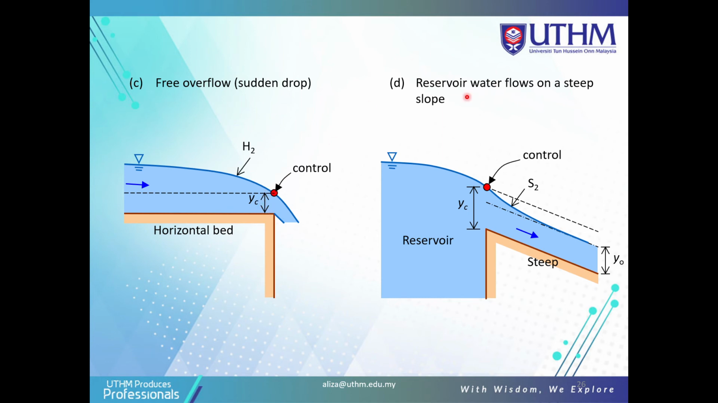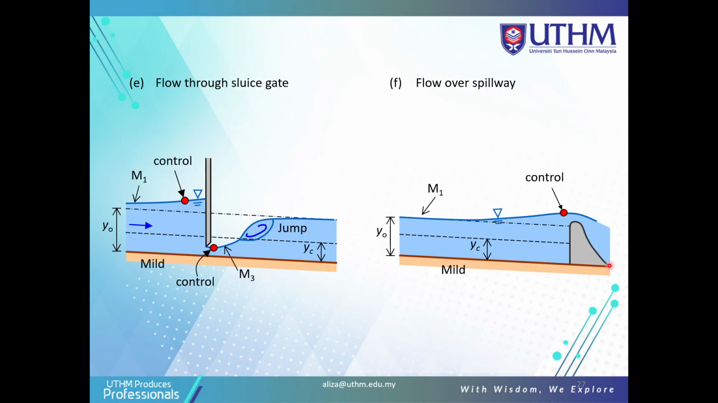Next, reservoir water flows on a steep slope from the reservoir. Water flows from this reservoir, we have the control here and we get YC, and then through to the steep channel we get the normal depth here. So this is an example of a control section.